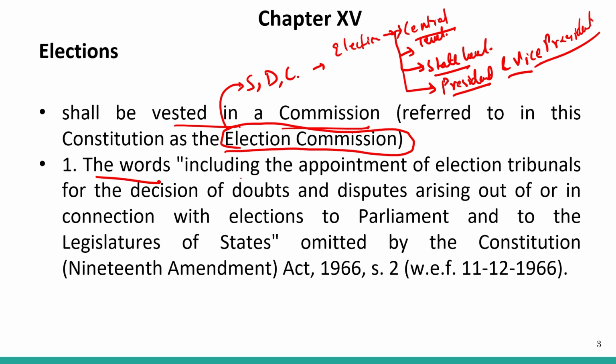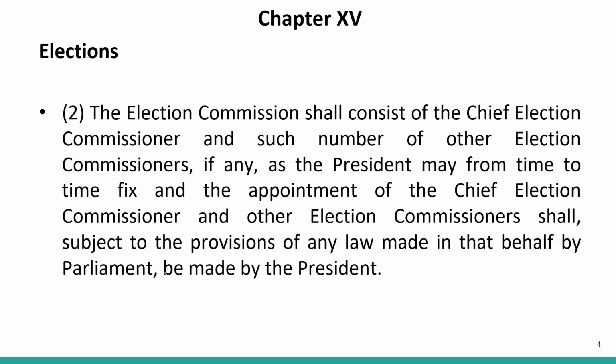Here, the words including the appointment of election tribunals. Okay, so this is not important for you. This is the amendment which has been mentioned. The words including the appointment of election tribunals for the decisions of doubts and disputes arising out of or in connection with the election to Parliament and to the legislatures of the state. Okay, so this is removed, which you are obviously not supposed to study.